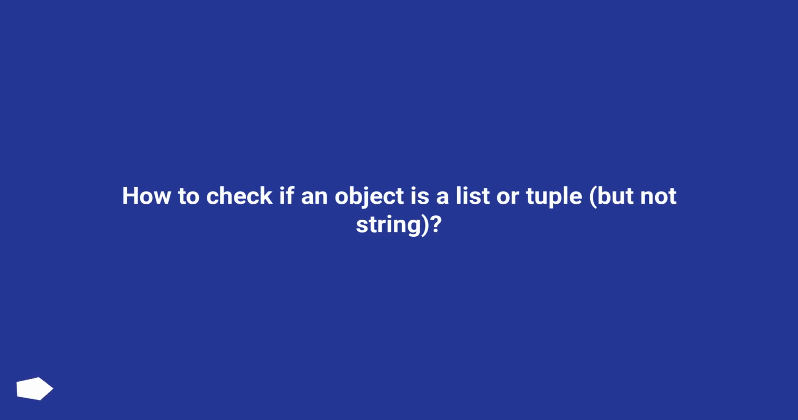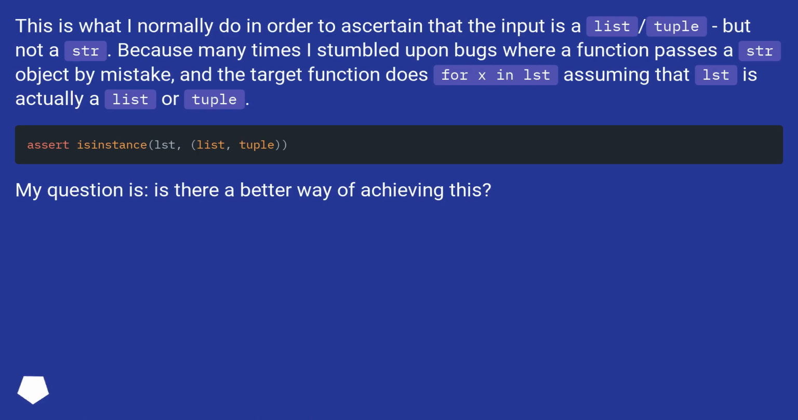How to check if an object is a list or tuple, but not string? This is what I normally do in order to ascertain that the input is a list/tuple, but not a str. Because many times I stumbled upon bugs where a function passes a str object by mistake, and the target function does for x in lst, assuming that lst is actually a list or tuple. My question is, is there a better way of achieving this?